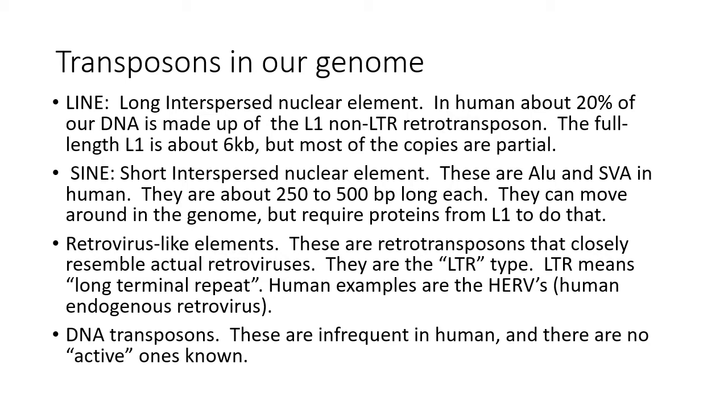Okay, we have retrovirus-like elements, which are called the human endogenous retroviruses. These are the LTR type, meaning long terminal repeat, and that's characteristic of retroviruses in general. Now, we have very few DNA transposons, and there are no known active ones. So the main players here are the LINEs and the SINEs, really.